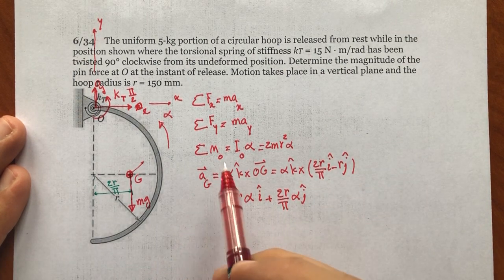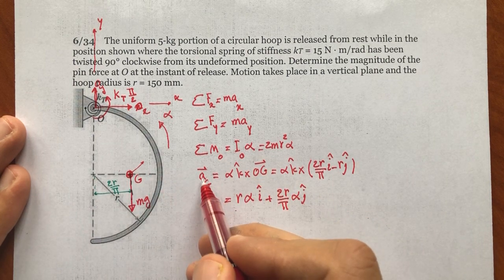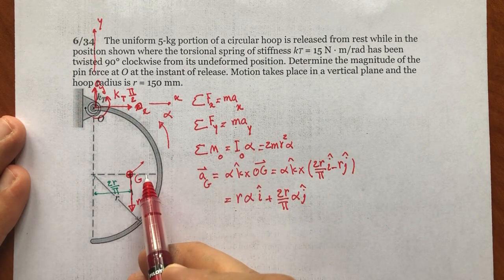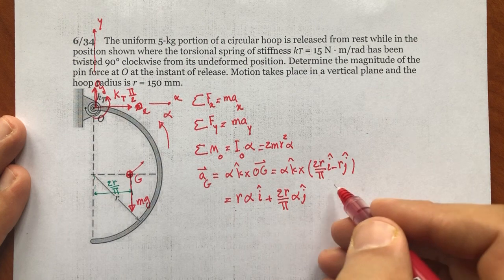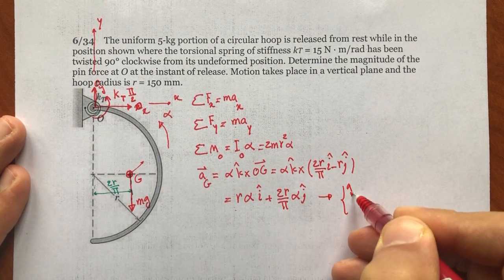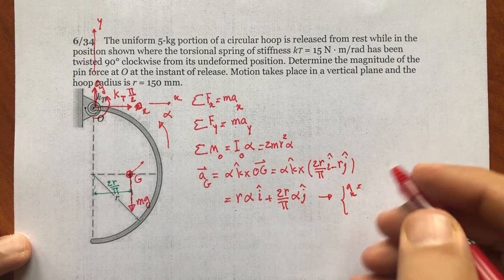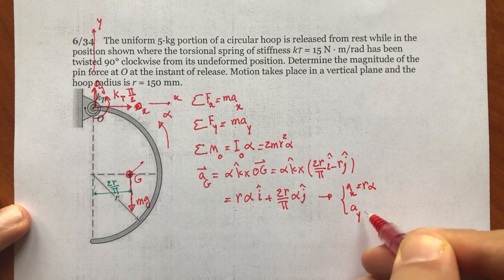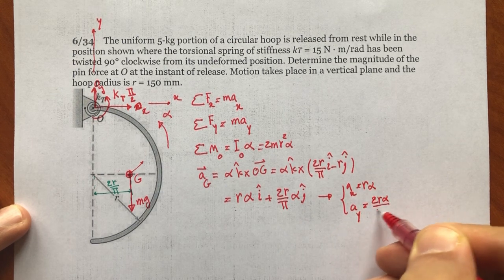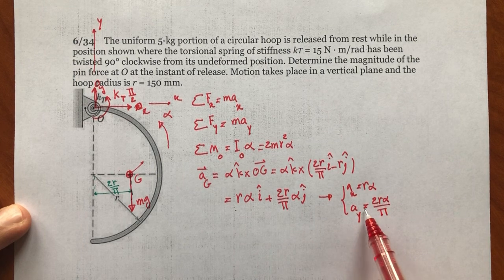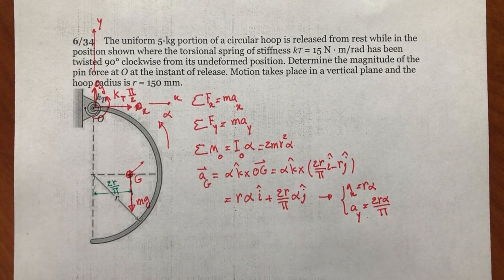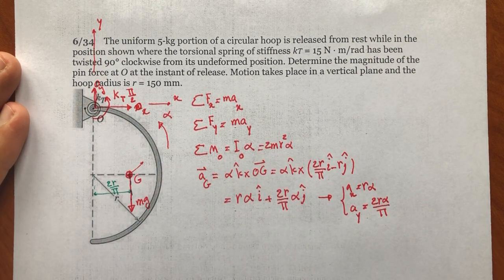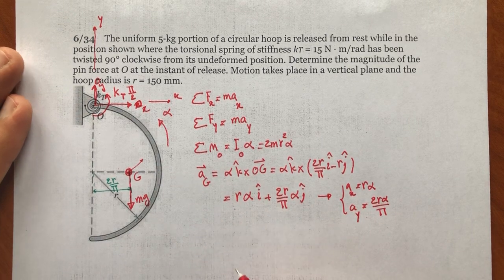And AG means AX in the i direction plus AY in the j direction, right? That's the definition of AG. This AX and AY are the acceleration of G in the X and Y direction. So from here, I can say AX, the acceleration of the centroid in the X direction, is R times alpha, and the acceleration of the centroid in the Y direction is 2R alpha divided by pi. So I got 2 more equations. Now I have 5 equations, 5 unknowns, right? So I can get rid of AX and AY by replacing them in terms of alpha. Then I'm done, right? So let's write all the equations again.